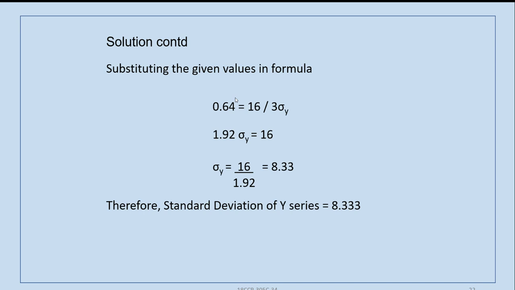As in the previous problem, where we cross multiplied, in the same way we have to cross multiply here also. 3 into 0.64, that is 1.92 standard deviation of y is equal to 16. So standard deviation of y is equal to 16 by 1.92, that is 8.33. Therefore, the standard deviation of the y series is 8.333.